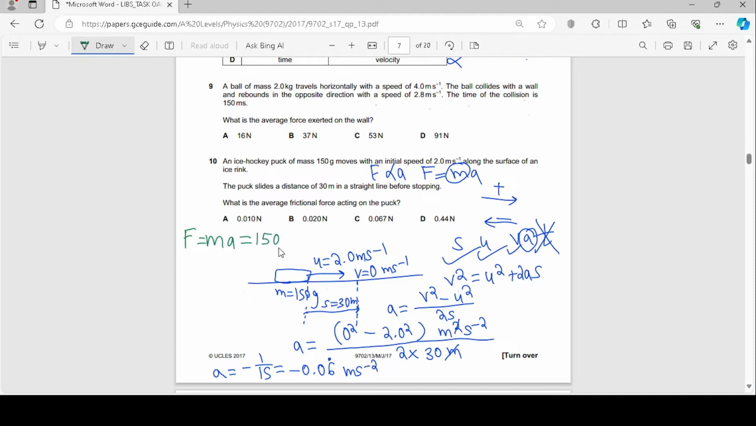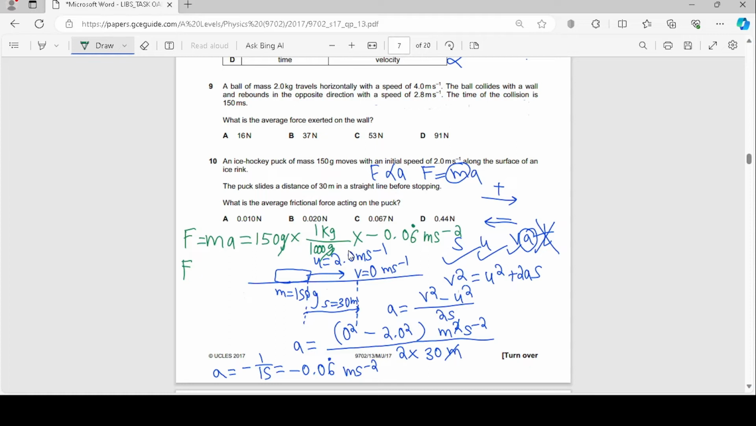So 150 grams, I want to convert that to kilograms. 1 kilogram is 1,000 grams, right? So I'm going to divide by 1,000, and then multiply this by my acceleration, which is minus 0.06 recurring, or minus 1 over 15. Then I get the units as kg m s to the minus 2, which is the unit for force in SI base units, or you could say Newton.